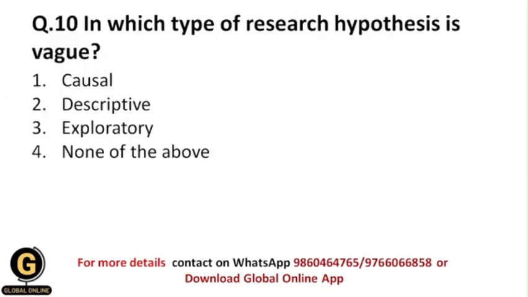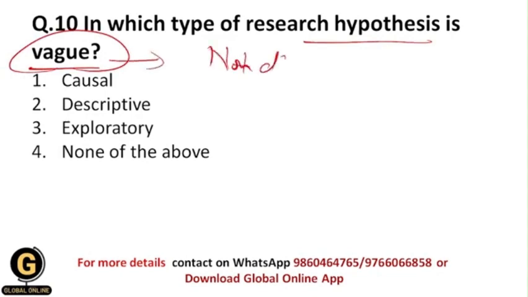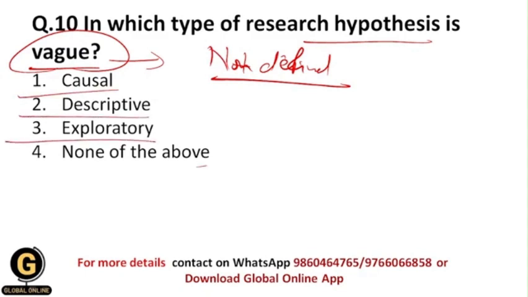Okay, next is, in which type of research is the hypothesis vague? Vague means not clear or not defined. Okay, so in which research type is the hypothesis not defined? So whether it is causal, whether it is descriptive, whether it is exploratory, or none of the above.